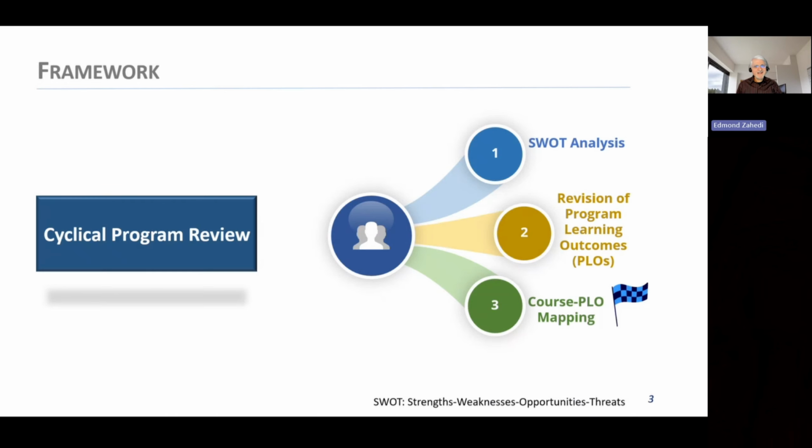And when I say we have worked together, it was in the context of cyclical program reviews, more specifically the strength weakness analysis, or SWOT for short, and the revision of program learning outcomes. So it is in that context today that I'm proposing that we review the last step that I will be able to support you with, namely mapping courses to the program learning outcomes.